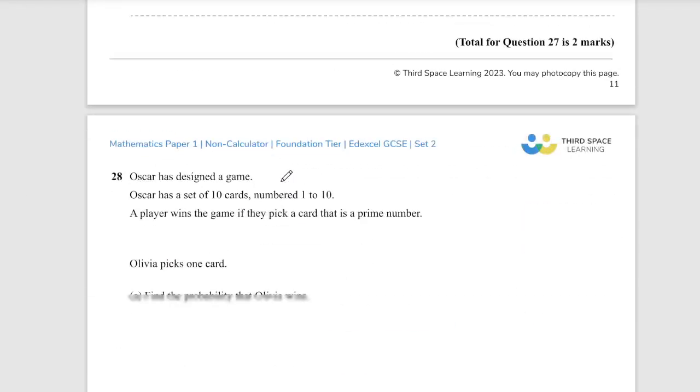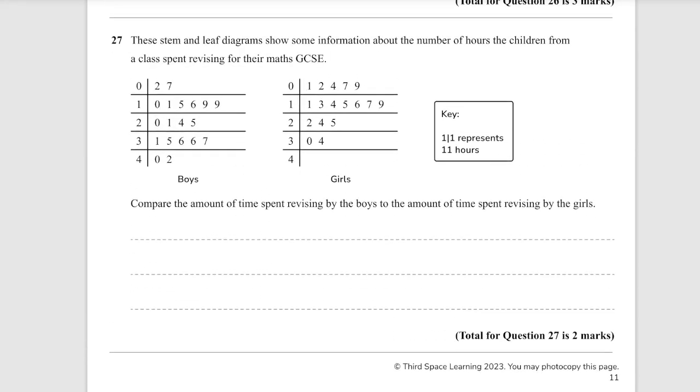Okay, question 27 then. The stem and leaf diagram shows information about the number of hours the children from a class spent revising for their maths GCSE. Compare the amount of time spent revising by the boys and the amount of time spent revising by the girls. It's 2 marks, so typically we pick up 2 marks, firstly for comparing the median, and then we'll look at the range, I think.